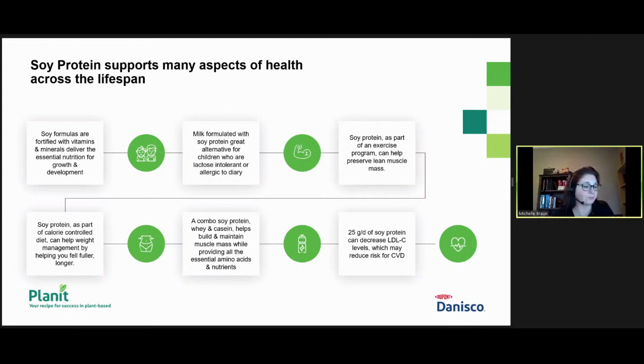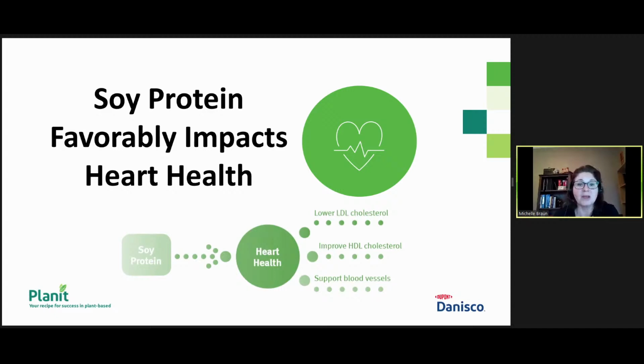So let's begin by focusing in on those heart health benefits. Soy has been demonstrated to support several aspects of heart health, from reducing risk factors associated with cardiovascular disease or direct reduction of development of cardiovascular disease, to other aspects of health that we maybe think of earlier in life, as supporting optimal health of blood vessels. Really, this is a robust area of research.